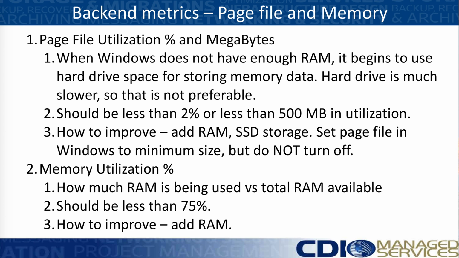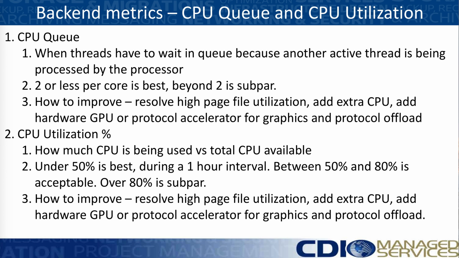Memory utilization is a corresponding metric. It's not as important as page file, but it is still important. We want to make sure that it is less than 75%. As soon as it goes above 75%, the system will start to use page file much more, and that's when you get bad page file utilization percentages. Okay? How do you improve memory utilization? Again, just add RAM.